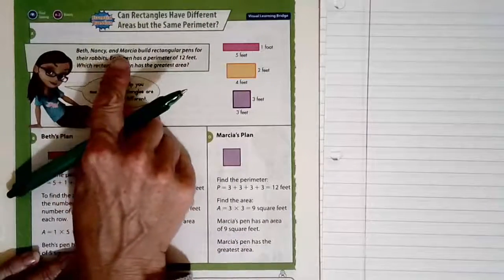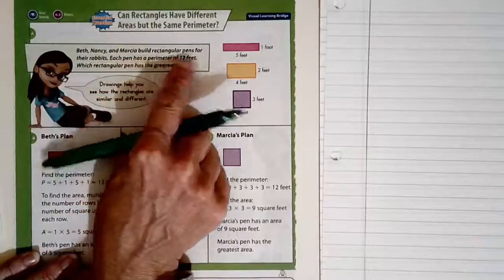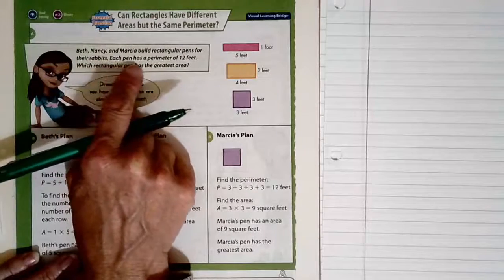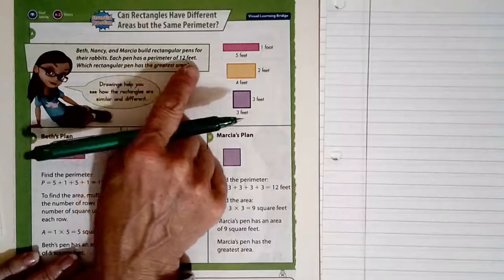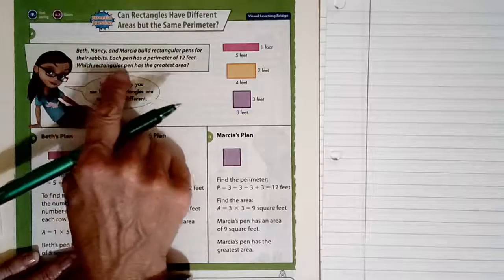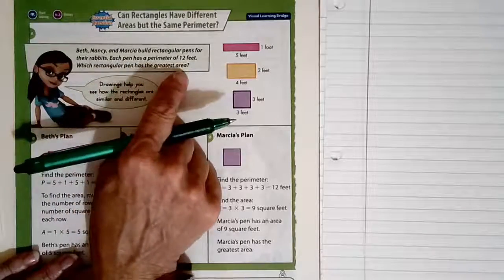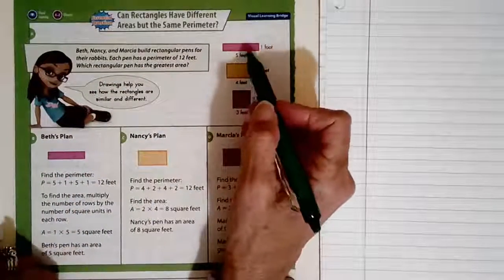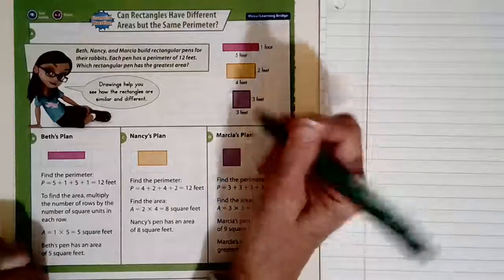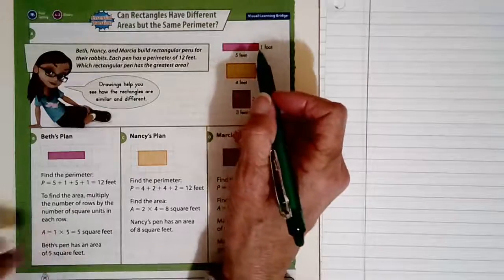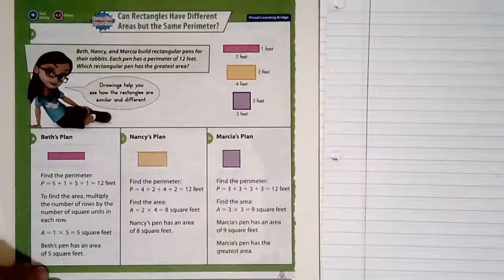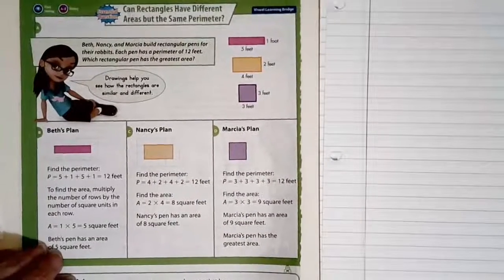Beth, Nancy, and Marcia build rectangular pens for their rabbits. Each pen has a perimeter of 12 feet. Which rectangular pen has the greatest area? So they're already telling us that each of these have 12 feet, and they're going to show you how each one equals 12 feet and how we solve for the area.